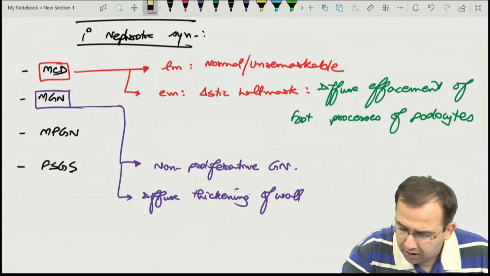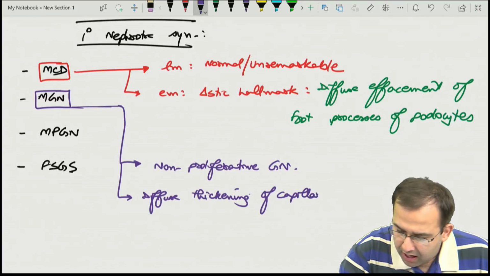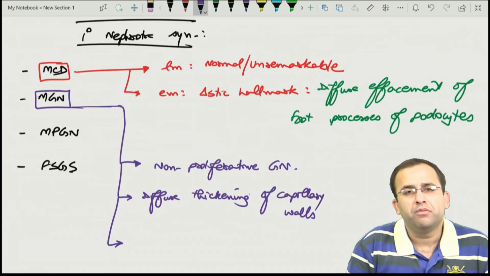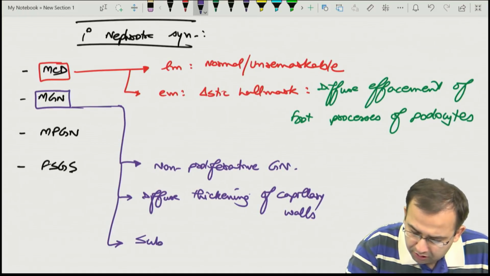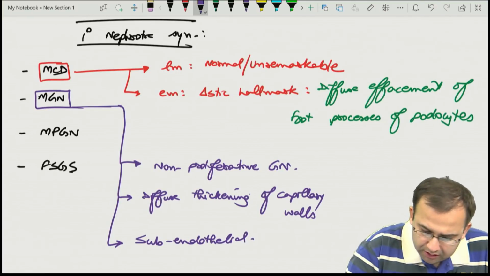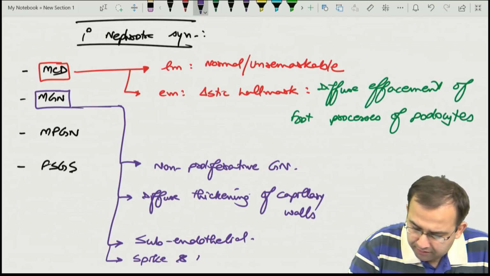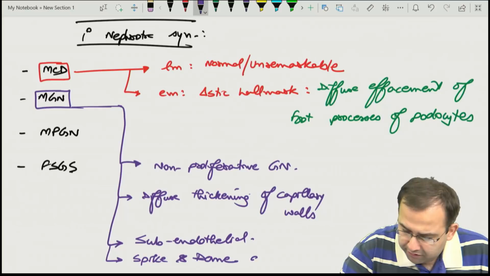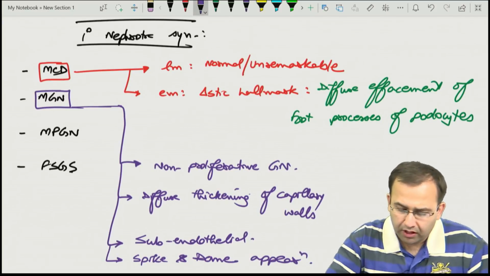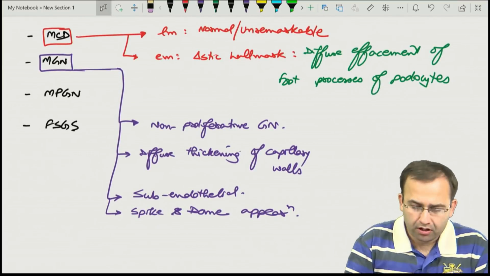Diffuse thickening of capillary walls. And the site of deposit in MGN is subendothelial, giving it the specific spike and dome appearance. This is MGN, membranous glomerulonephritis.